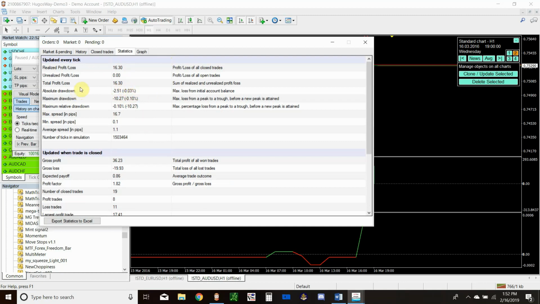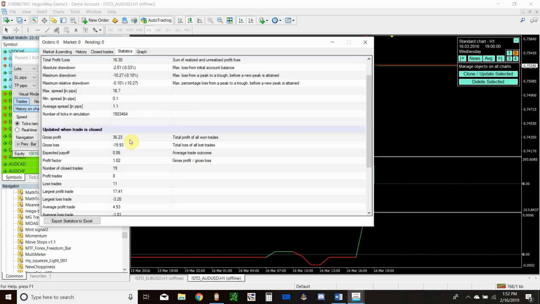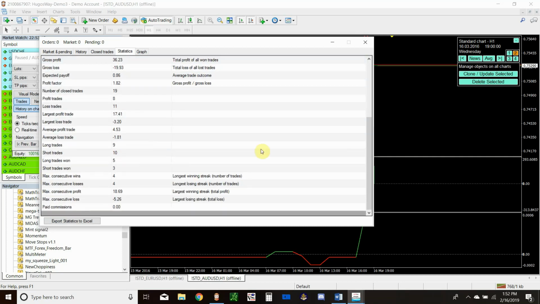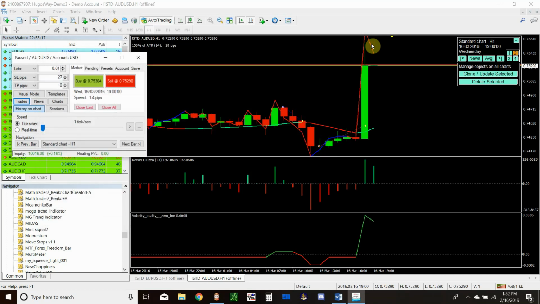I'm just doing one micro lot because I don't want to worry about risk right now. I just want to figure out what indicators are going to work, and then I will concentrate on my money management. I'll do another video as far as money management goes. But see here, gross profit 36.23, gross loss 19.93. Things have been going decent so far.